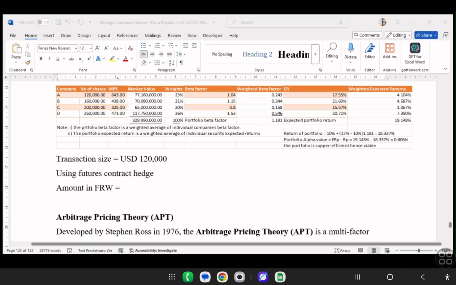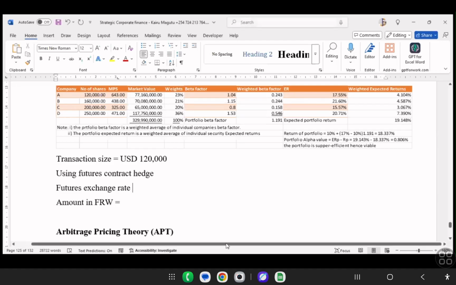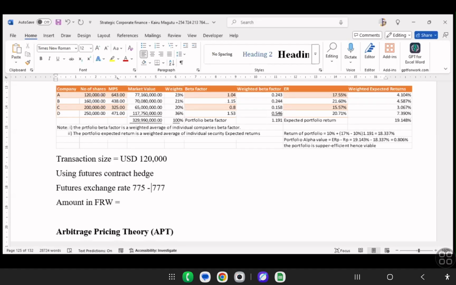A majority says that it is 93 million. Let us see. I want us to work on it. We are given the futures exchange rate. Futures exchange rate is given, if we got it from the question, 775 and 777. The question is, which exchange rate do we take? Is it 775 or 777?